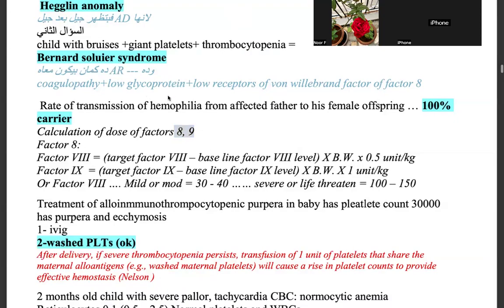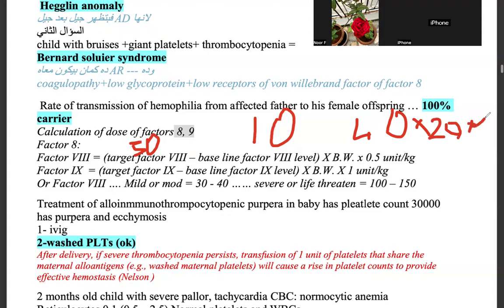Factor 8, suppose in the body there is only 10% factor. Baseline factor in the body is just 10%. You want to raise the level in the body to 50%. In the body there is already 10%, so 50 minus 10 is 40. So you will multiply 40 into body weight, for example 20 kg, into 0.5. Whereas for hemophilia B, this 0.5 is not needed.